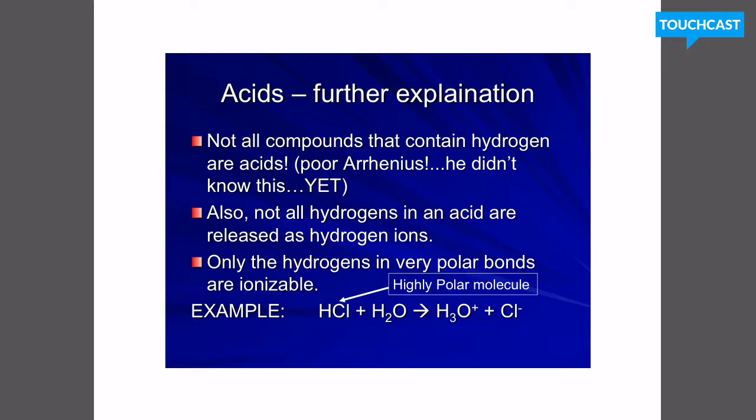But anyway, only hydrogens in very polar bonds are going to ionize. And so we do categorize certain acids as either being strong or weak, and the strong ones are the ones that come from polar bonds. If you have highly polar bonds, you're probably going to have a fairly strong acid. So if the acid is not capable of creating ions very well in solution, it's going to be categorized as a weak acid.